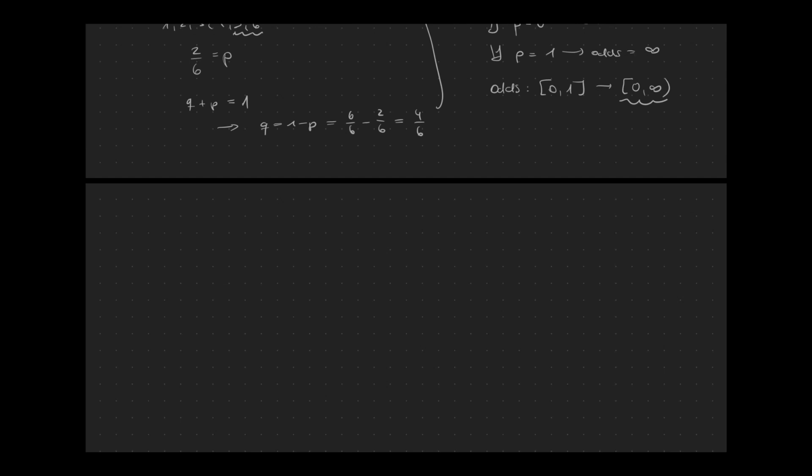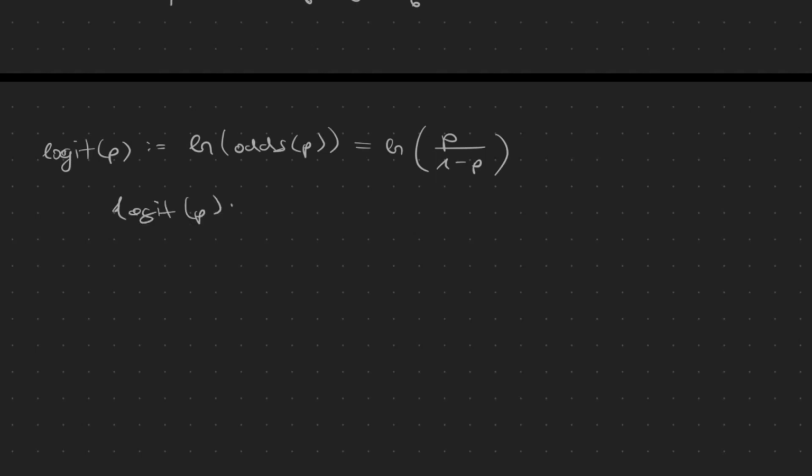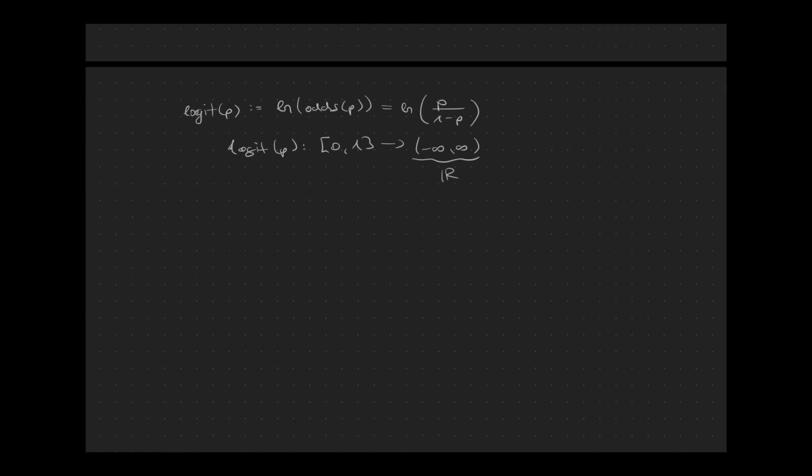Well, we can use the logarithm in that case, because every number which is smaller than 1 will be mapped to a negative value by the logarithm. And this is also called the logit of p. And this is defined as the logarithm of the odds, which is dependent on p. So the logarithm of p over 1 minus p. And this one, the logit of p, is a mapping from 0 to 1 onto minus infinity to infinity. So basically, this is the real numbers, right?